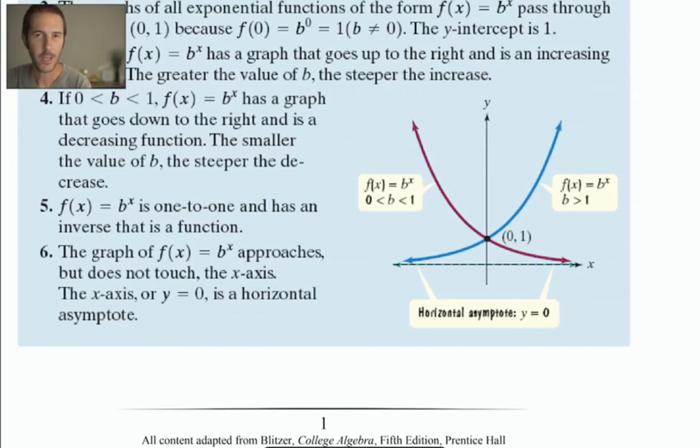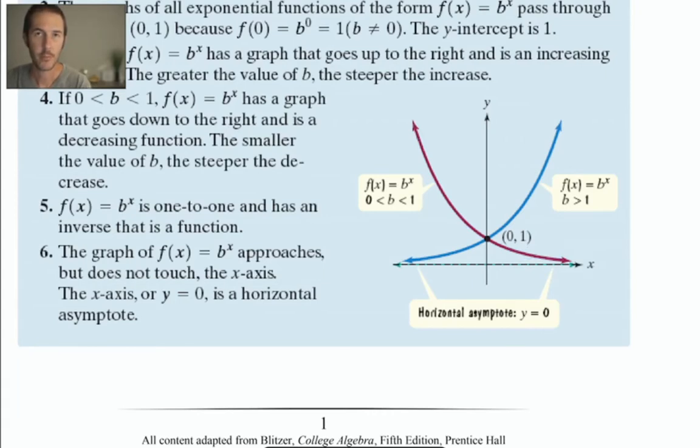Now, if we found the inverse of both of these functions, would the result be an equation that's also a function? And the answer is yes. We can determine that by using the horizontal line test. Since it's not possible to draw a horizontal line that crosses my red curve at more than one point, I know that its inverse graph is going to be the graph of a function. And the same thing holds true for the blue curve.